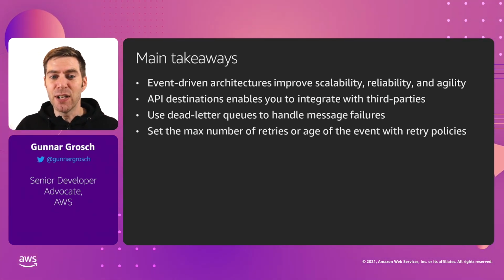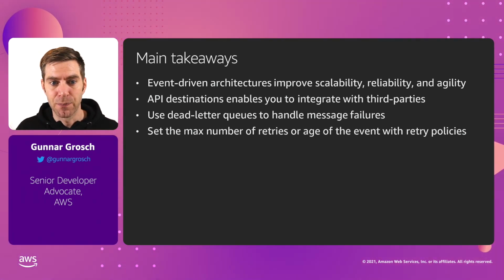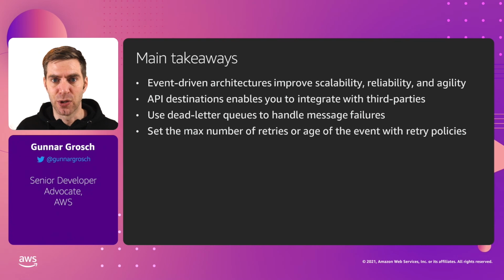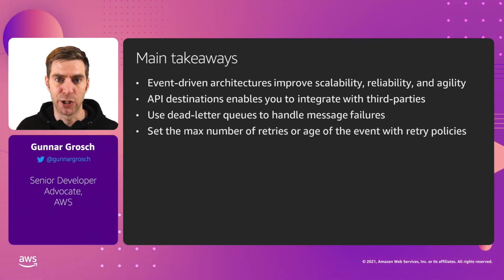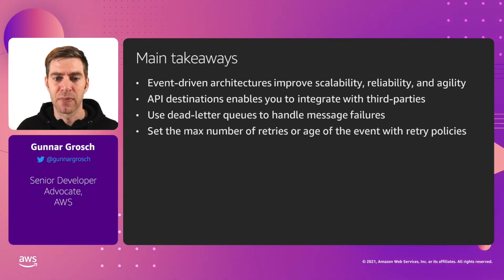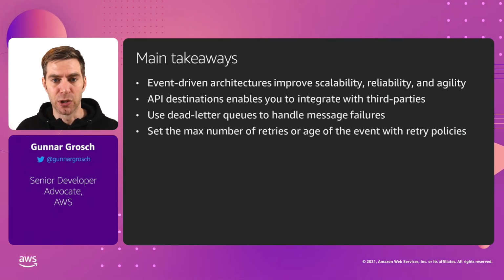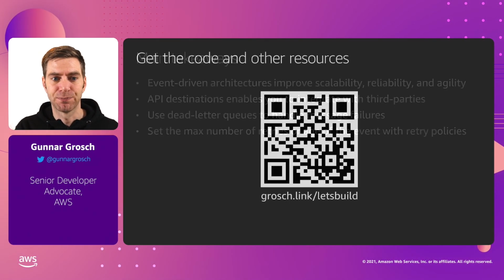So first off, event-driven architectures improve scalability, reliability, and agility. And API destinations in Amazon Eventbridge enable you to easily integrate with third parties using REST APIs, so you don't have to manage the code for those API calls. And you should use dead letter queues to handle message failures, so you don't end up losing messages. And also, check out the retry policies for each of your rules to set the maximum number of retries or the maximum age of your events.